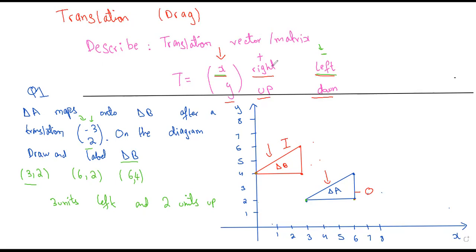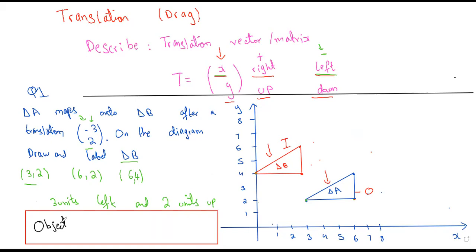Now, let's talk about a proper formula that we can use here. So I'll just write down the formula. And that is, object, which is triangle A in this case, plus translation vector equals image. Okay, this is what you need to understand.